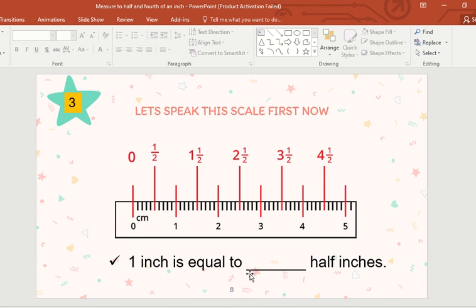1 inch is equal to how many half inch? For example, from 0 to 1, it is 1 inch. From 1 to 2, it is 1 inch. From 2 to 3, it is 1 inch. So for each 1 inch, how many half inches? 2 half inch. Good.